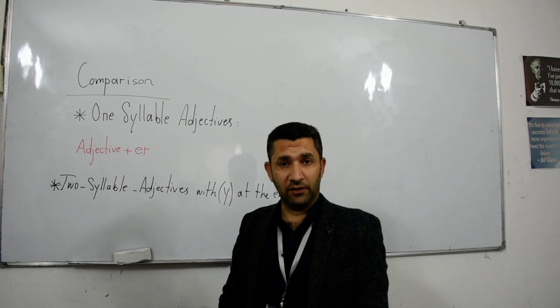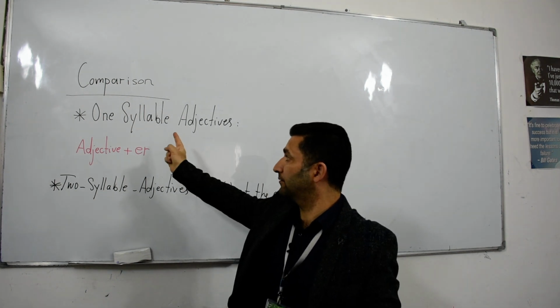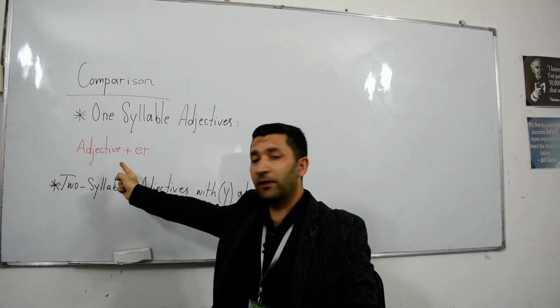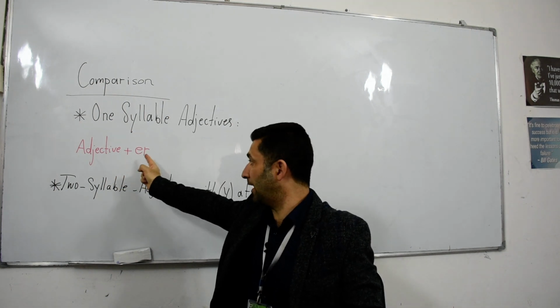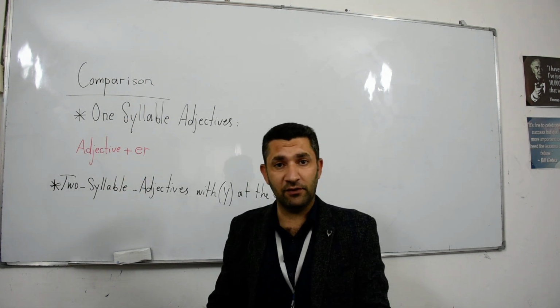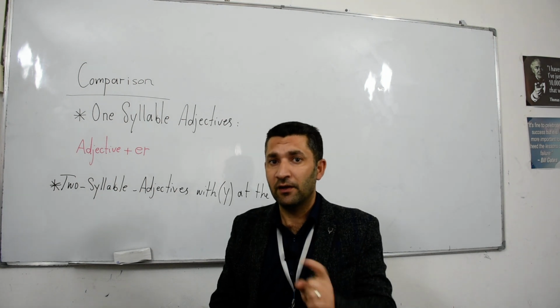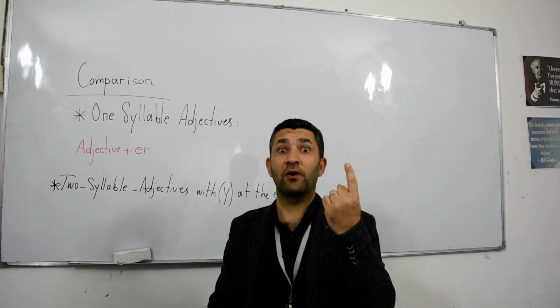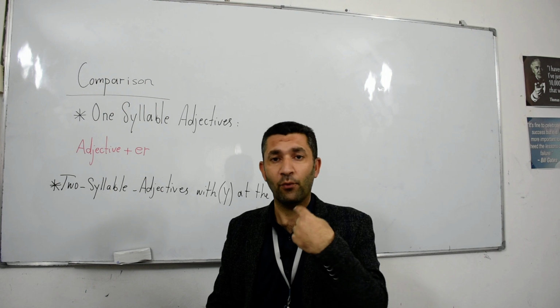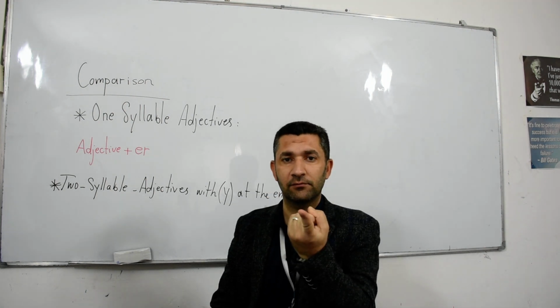if your adjective consists of one syllable only, the only thing you're going to do is add the suffix er to the end of the adjective. Now what I mean by one syllable is that this adjective has one vowel sound only, when you say it in one movement.